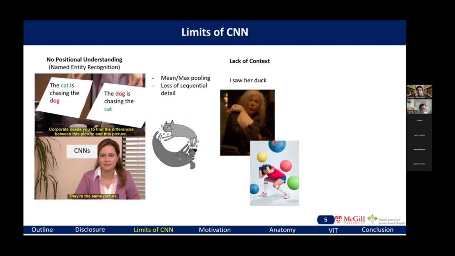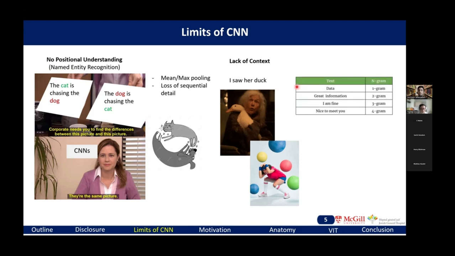Obviously, for the case of context, you could increase the vector of words that you pass into the model, right? You could increase the size of the vector. So instead of passing her and duck one by one, you could pass "her duck", and that would increase the amount of information in a single input. This is represented with n-grams, right? An n-gram is a combination of words. A 1-gram is basically a single word like data. A 2-gram is a combination of two words, like great information. Then 3-grams and 4-grams and so on.